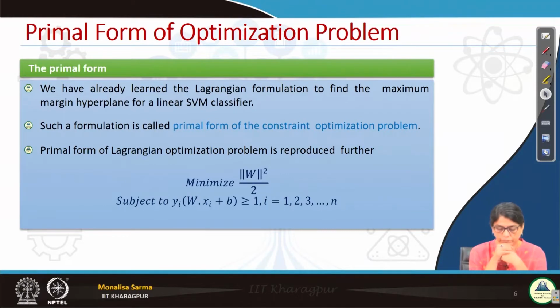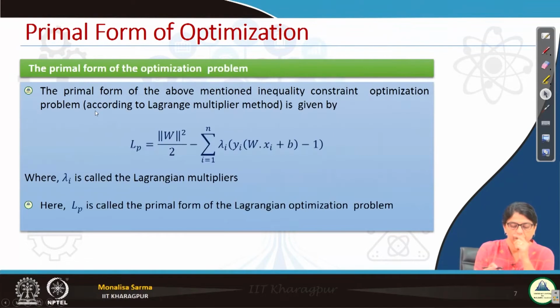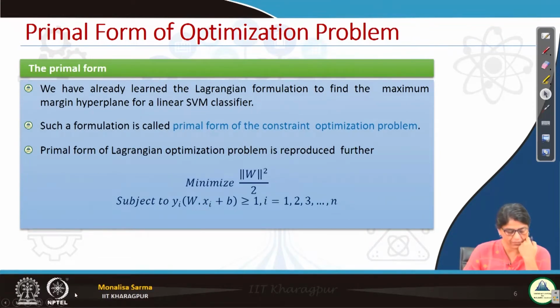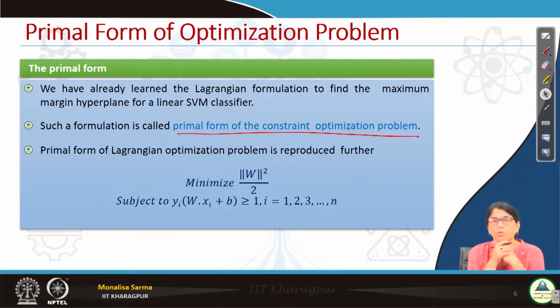We have already learned the Lagrangian formulation to find a maximum margin hyperplane, isn't it? We formulated our problem as a maximization problem. Earlier it was a minimization problem of 2 by w, which we changed to w by 2, and formulated as a maximization problem. Such a formulation, used to find the maximum margin hyperplane of a linear SVM classifier, is called the primal form of the constrained optimization problem.